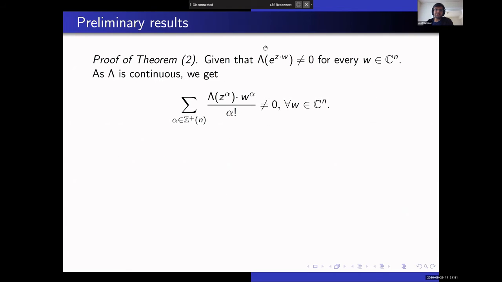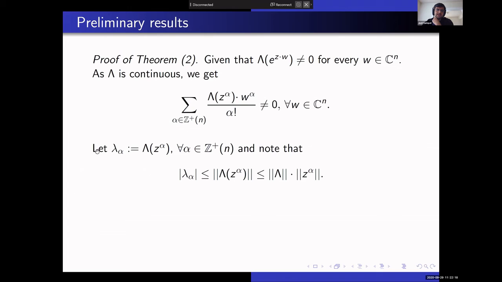Recall that we had these linear functions that satisfy this property, and we want to show that restricted to the polynomials, they are similar to point evaluations. So since lambda is continuous, and we saw in the lemma before, I can take lambda inside the summation when I write the power series for e to the zw, and I can obtain this relation.